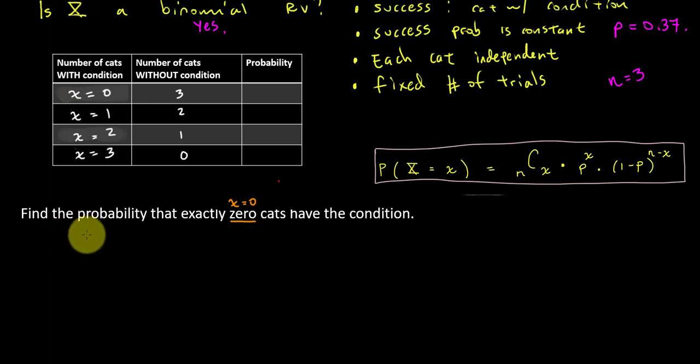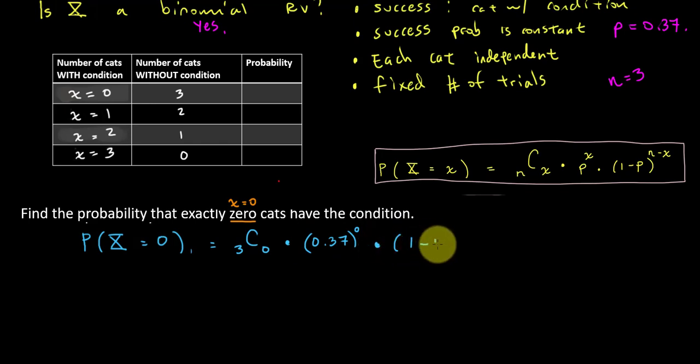So here we go. Probability that the number of cats with the polydactyly condition is 0 is n choose x, 3 choose 0. That's a nice number from when we introduced combinations. p, 0.37, raised to the 0th power, times the complement, 1 minus 0.37, to the 3 minus 0.